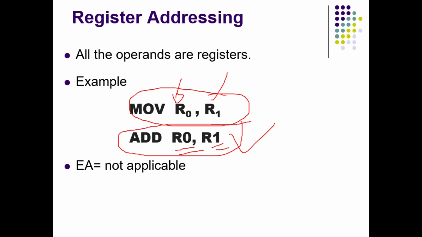So this is a straightforward addressing mode where all the operands in an instruction are nothing but registers. It is called register addressing mode. I'll repeat once again. How many operands are there? All operands must be registers.